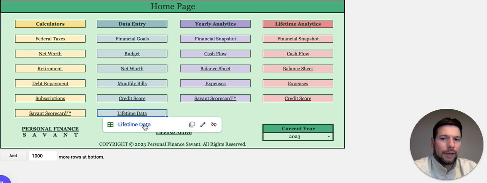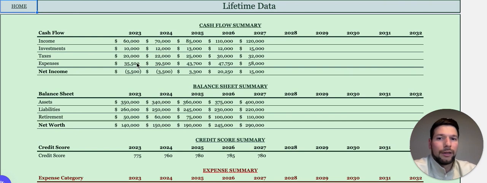And then you have the lifetime data. So the first year, you don't need to touch this at all. But then at the end of the year, you're going to want to put in all of your summary values into this. And you're able to get this from your other pages. So just to quickly look at it, we have the cash flow. That's all coming from your budget page. And I'll go back and show that.